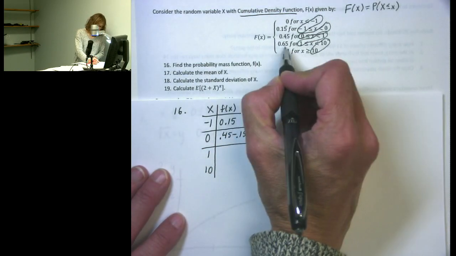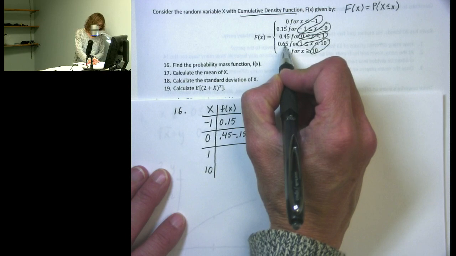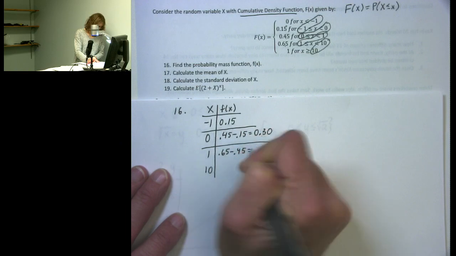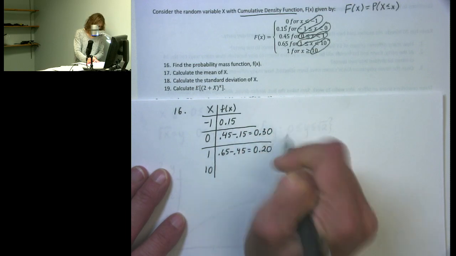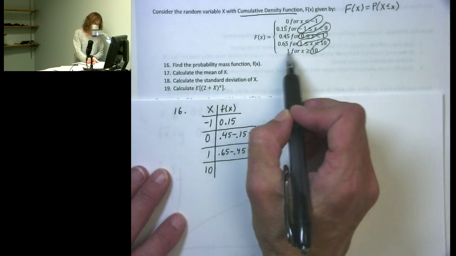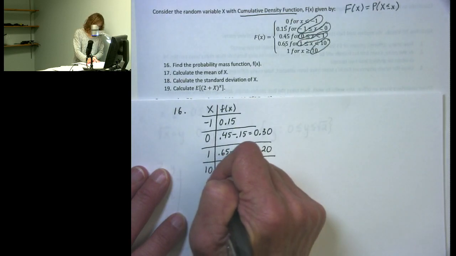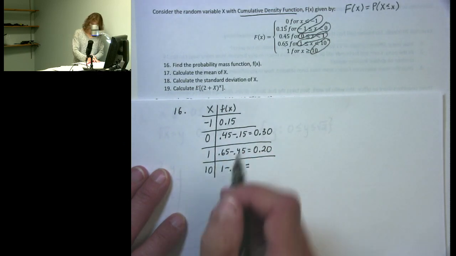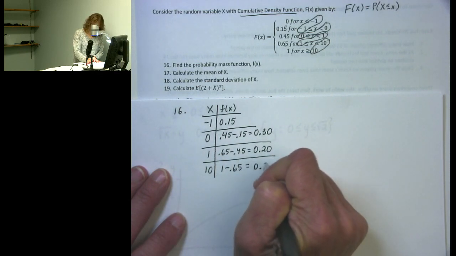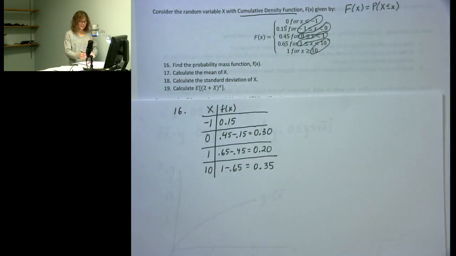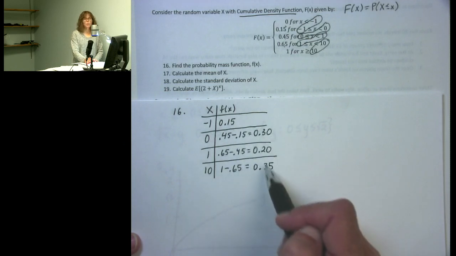At 1, we have a jump from 0.45 to 0.65. The size of that jump is 0.20, and that's the probability that x equals 1. And then finally at 10, we go from 0.65 to 1, so I subtract 0.65 from 1, and I get 0.35 as my probability that x equals 10. And just remember, it's always a good idea to double check that all these probabilities sum to 1. They have to do that in a probability mass function, and in fact they do.